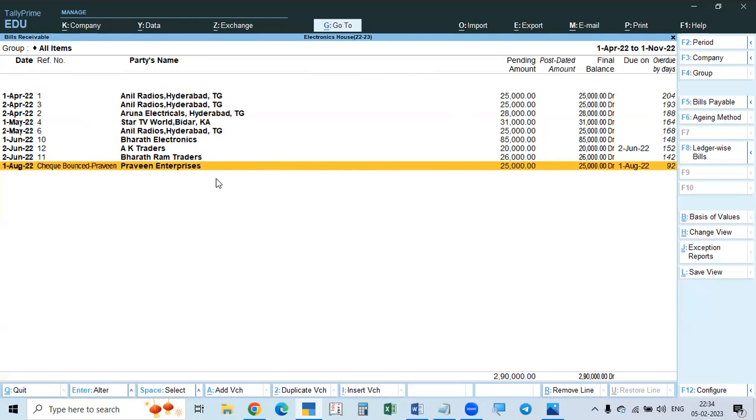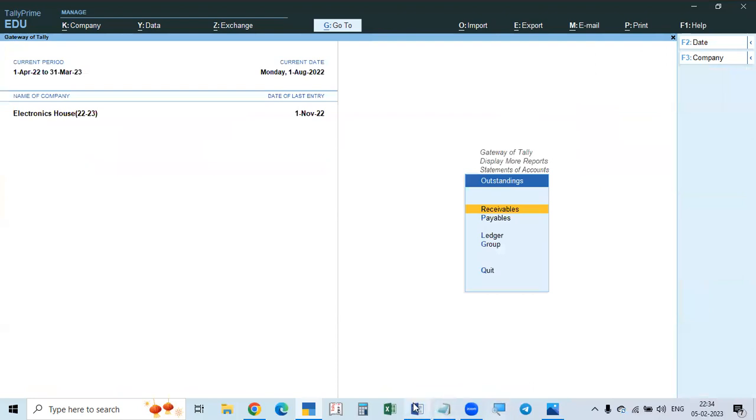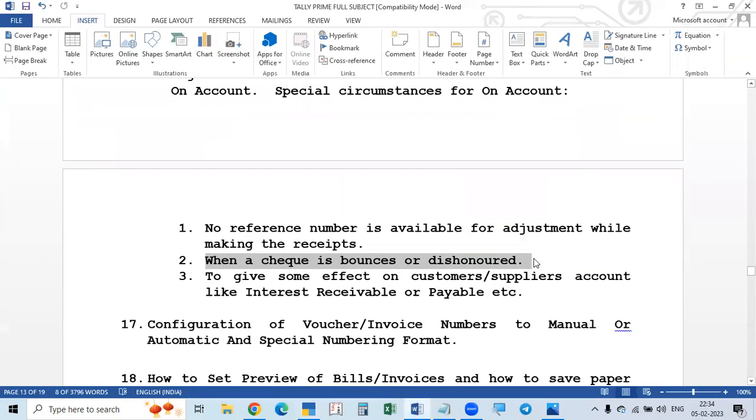In such case, if we don't want that, we need to alter the reference number. Otherwise, on the basis of the ledger account, we can collect. So, this is the second one, where the check is received.